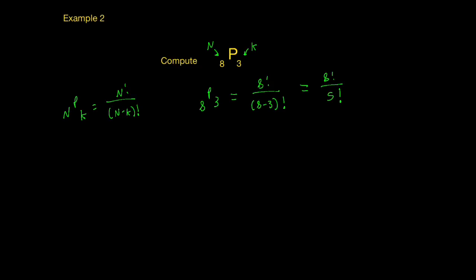So let's simplify this part right here. So we're going to get 8 times 7 times 6 times, we're going to stop at 5 factorial because that's what we have in the denominator. And we're doing this strategically so that this cancels out. So we get rid of the 5 factorials, and now we have 8 times 7 times 6. And 8 times 7 times 6 is going to equal 336. So we have 336 possible permutations.